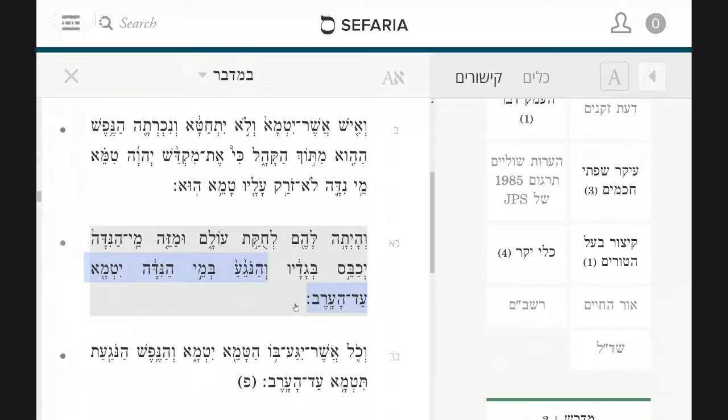Okay. Anyone who touches that purifying water becomes impure until the evening. Yep. Okay, easy enough. Sorry for the rabbit trail.